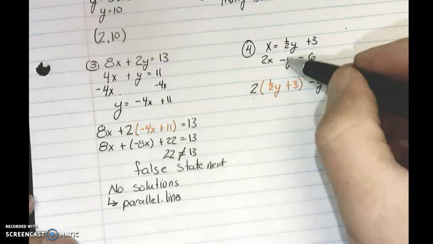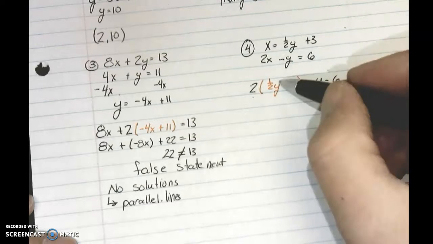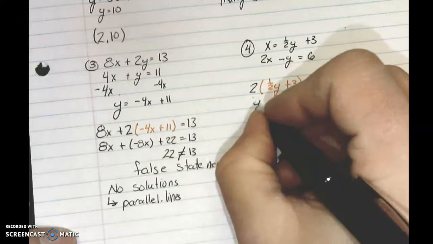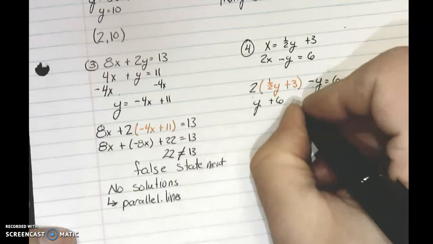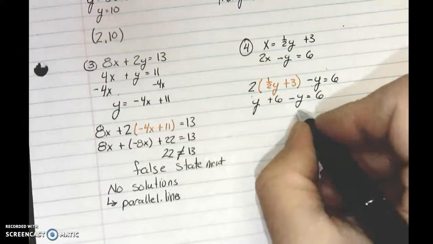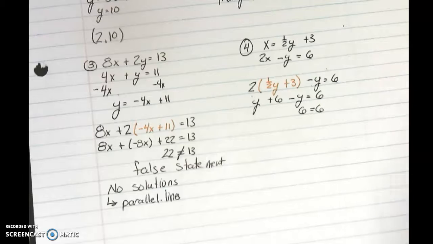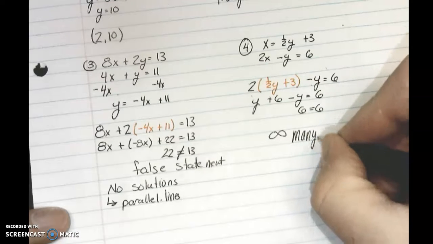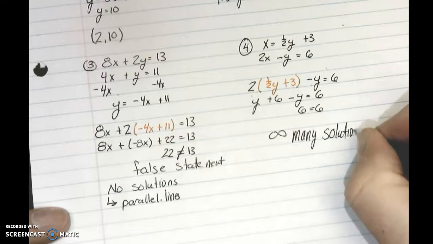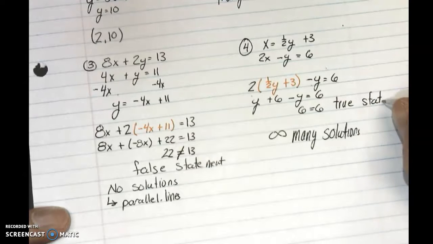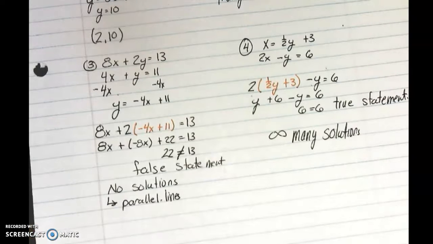So notice that I'm trying to keep everything the same from that second equation, and that first equation just being substituted in, okay? So 2 times 1/2, it's just a y. 2 times 3 is 6, minus y is equal to 6. Oh, and then y minus y is 0, so I have 6 is equal to 6. And again, I have infinitely many solutions. And again, this is because it is a true statement. I'm just getting lucky with getting examples that have many solutions.